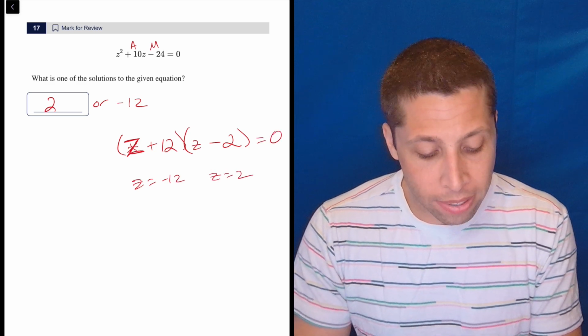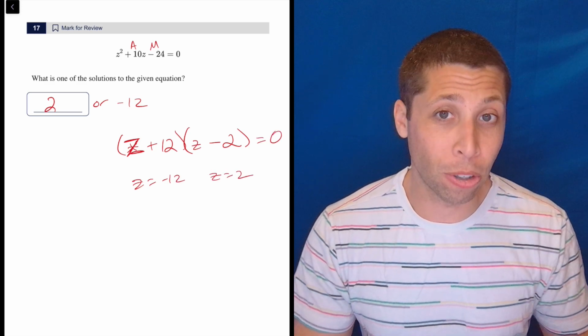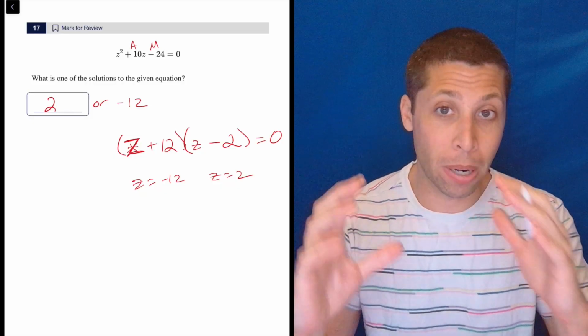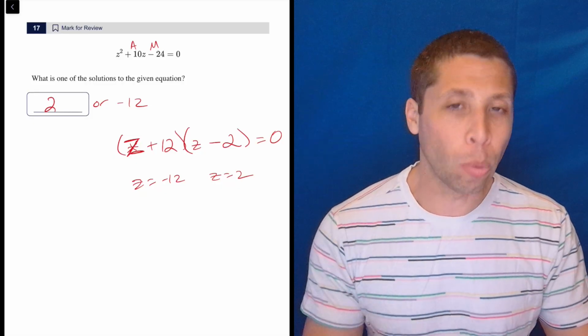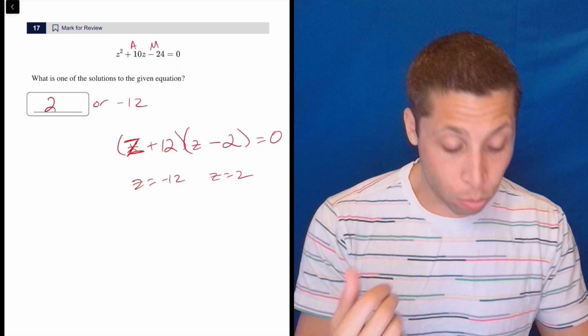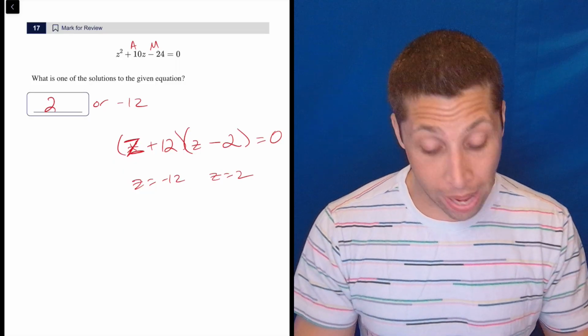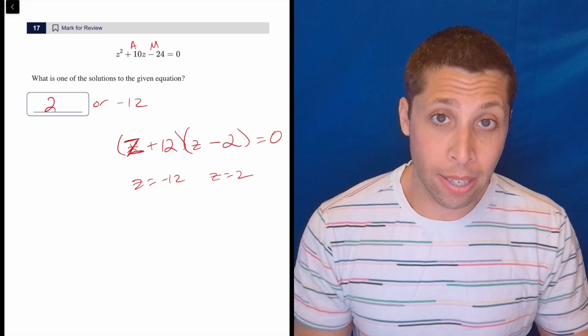Because remember, this is equal to 0. And the whole point of these factors is that when we have these little parentheses pieces, each one individually is kind of like a little mini equation that is equal to 0. And so we would subtract the 12, add the 2, and that's how we get our values. So again, either one is fine to answer.